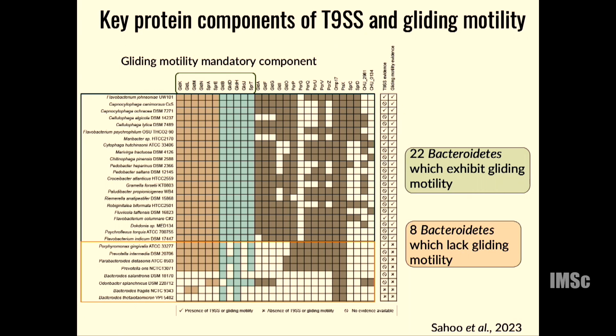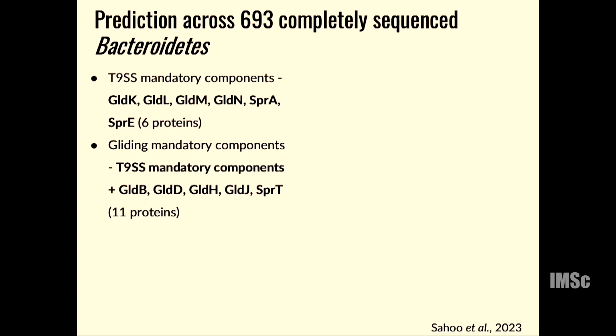So this is the rule that we are going to follow for the prediction. Given a bacterial proteome, we check for the presence of the 6 T9SS mandatory components. If these proteins are present, we call that these Bacteroidetes can have T9SS. And in addition to the T9SS mandatory components, we check for another 5. If all these 11 proteins are present, we say that this bacterium can exhibit gliding motility.